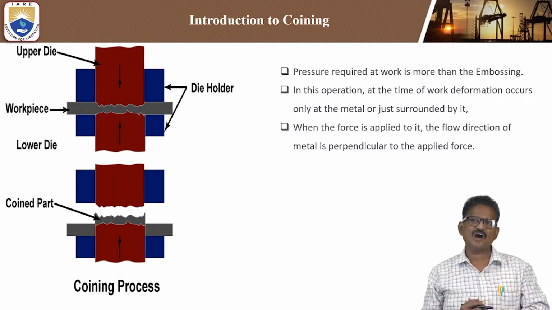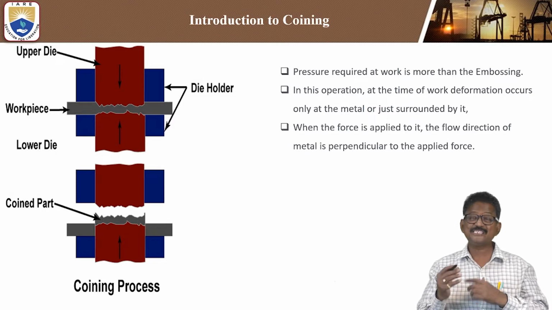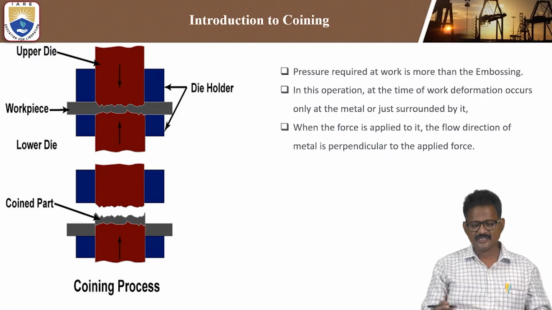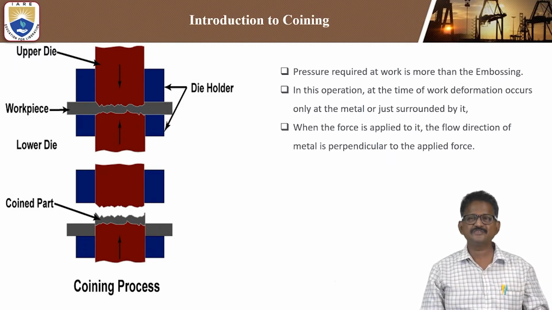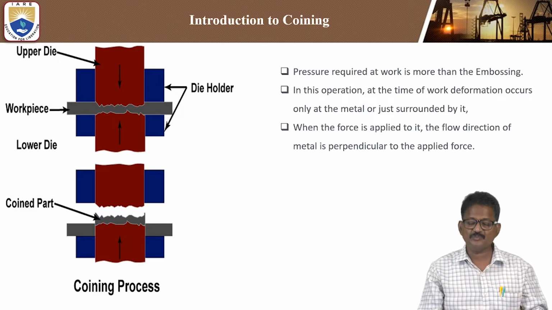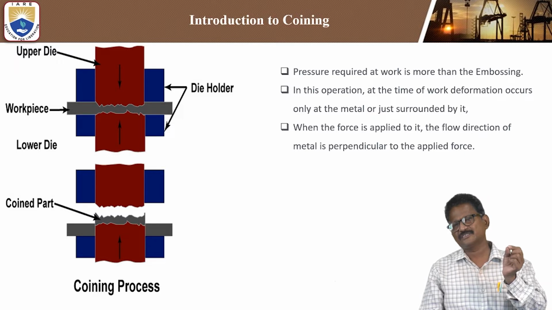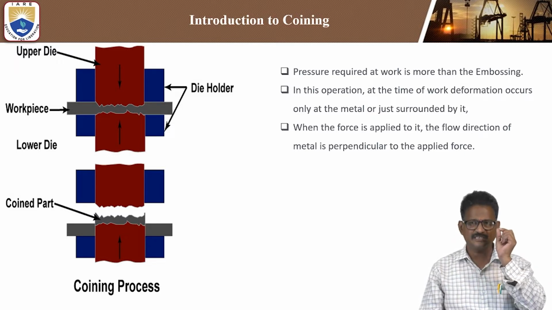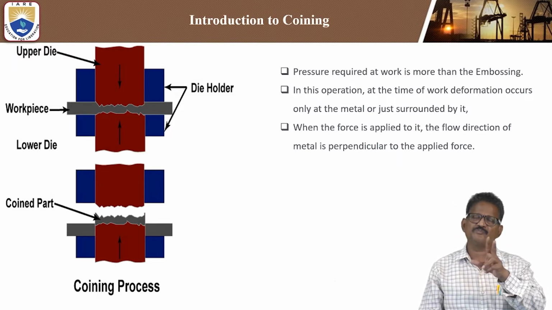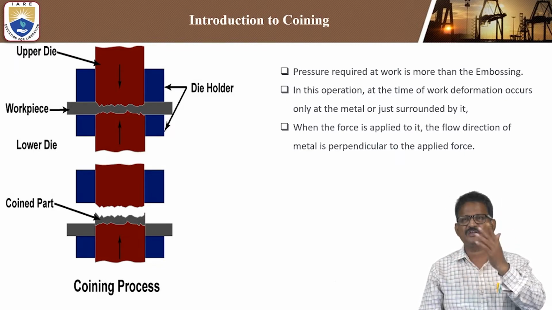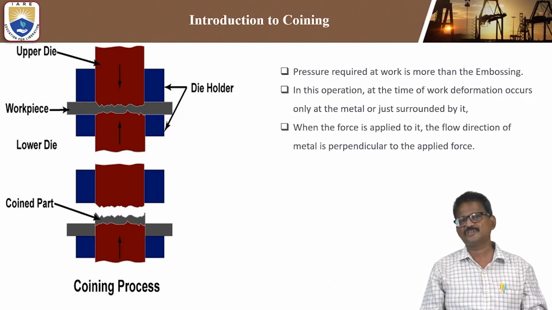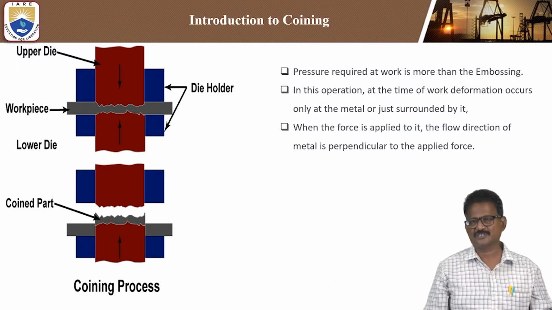Now let us see how we can explain the principle involved in this coining process. Coining comes under the cold working process. The pressure required at the work is more than for embossing. First let us discuss coining, then embossing, then compare coining and embossing, and we will also discuss the important applications, advantages and limitations in detail in this session.